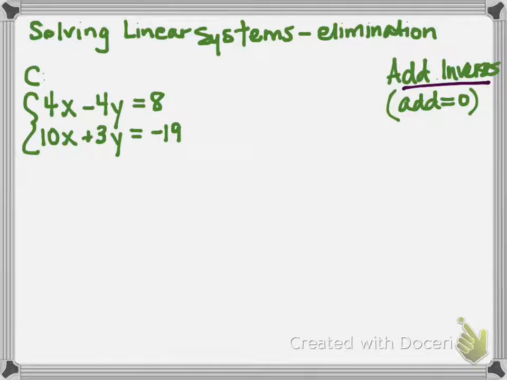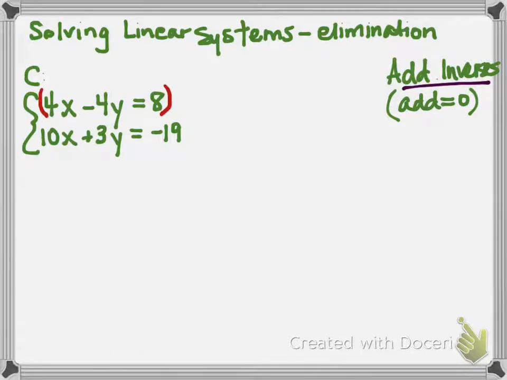We don't have an easy one where we only have to multiply one equation, because 4 does not magically turn into 10 when I multiply it by something, and -4 does not magically turn into 3, because they're not divisible by each other. So we're going to have to multiply the top and the bottom equation by something, since we don't have additive inverses that are easy to make. We're going to have to work a little bit harder.